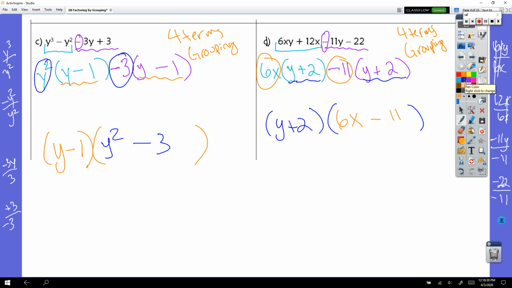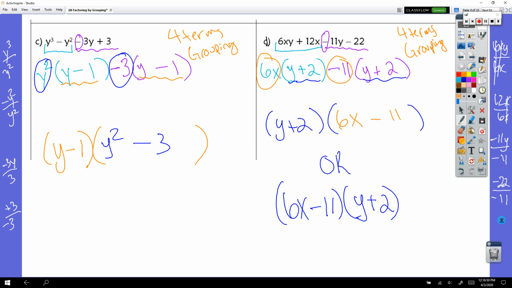In each of these, I've been keeping the order the same, but some people like to write down the order differently. So if you thought this made more sense in your process, this is also correct. So you can either write down this answer or this answer, and they're the same answer. They are both correct. They are showing the two factors, and because you've got the parentheses right next to each other, you are showing that you are multiplying.